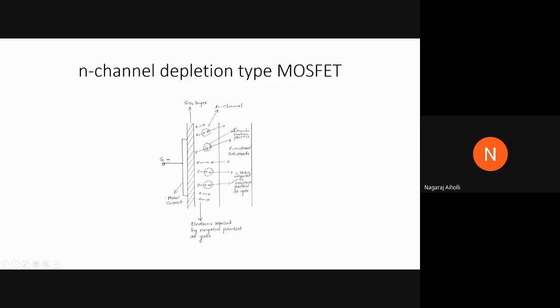Because of this, certain electrons and holes recombine. There is a recombination of holes and electrons, right? And the number of carriers, the electrons in the N channel responsible for conduction, decreases. Because of this recombination of electrons and holes, the number of electrons are depleted, or become less for conduction, and hence it is called a depletion type MOSFET.